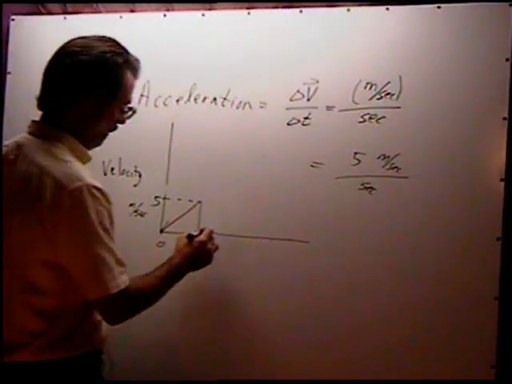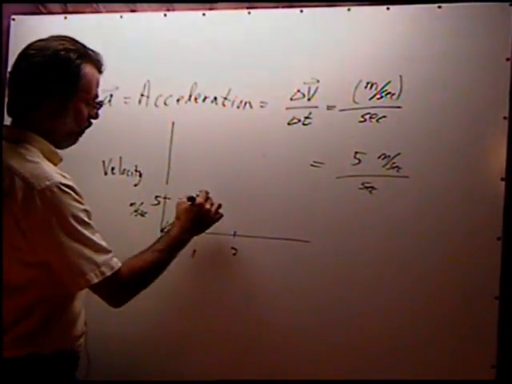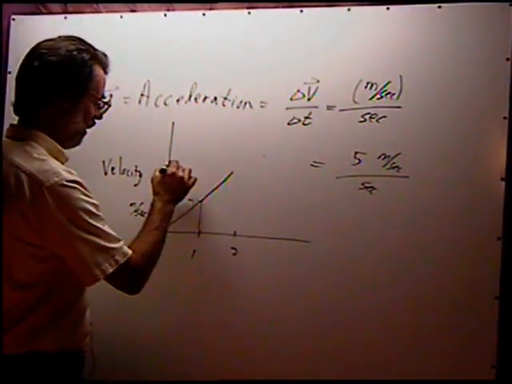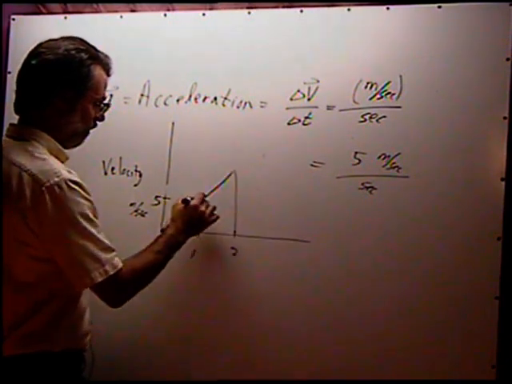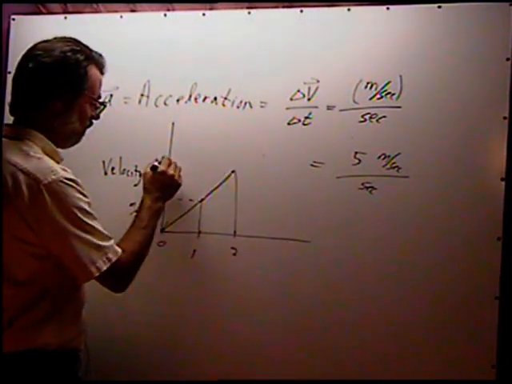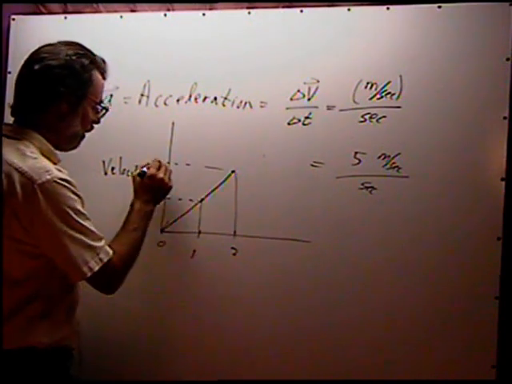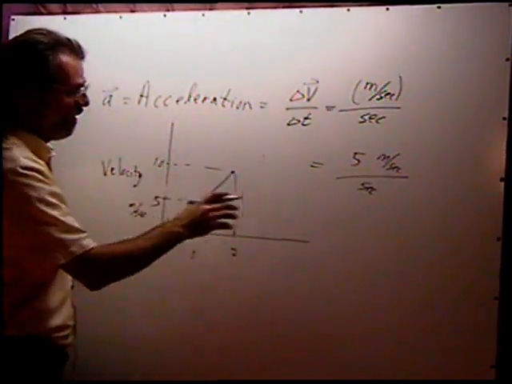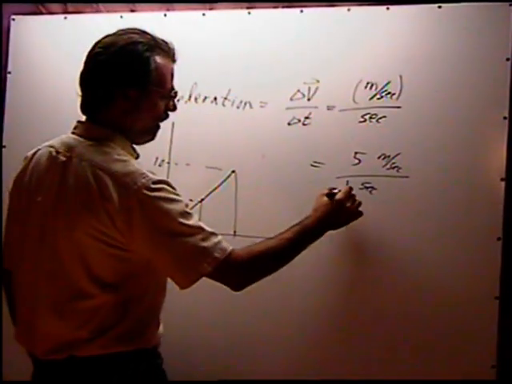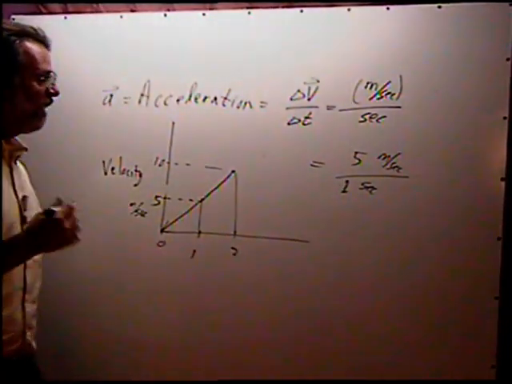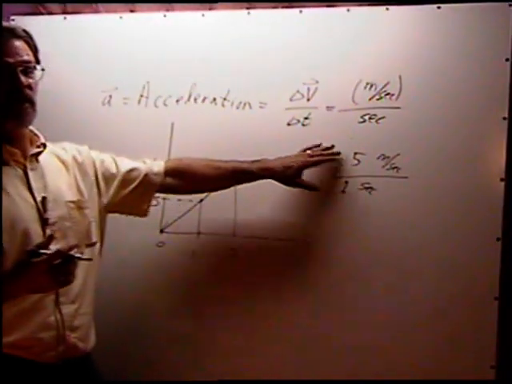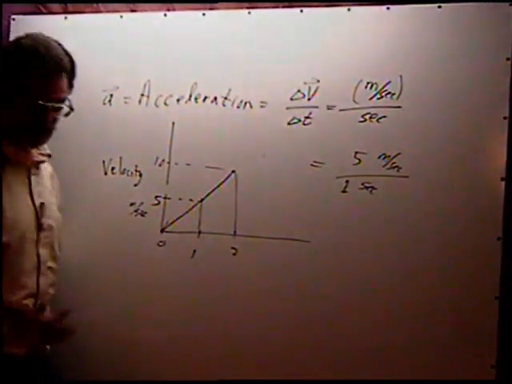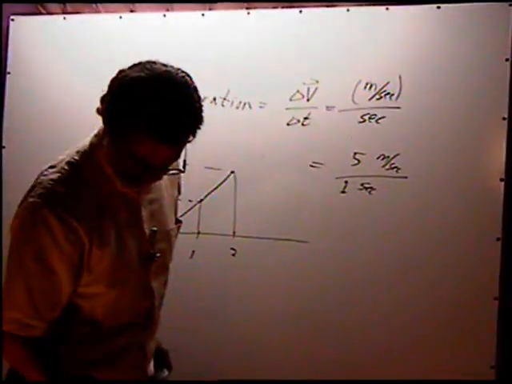In the second second we increment 5 meters per second also. From here to here, we add another 5 meters per second, and we get to 10. So you see how this works. It means that every second, we're increasing our velocity by 5 meters per second.